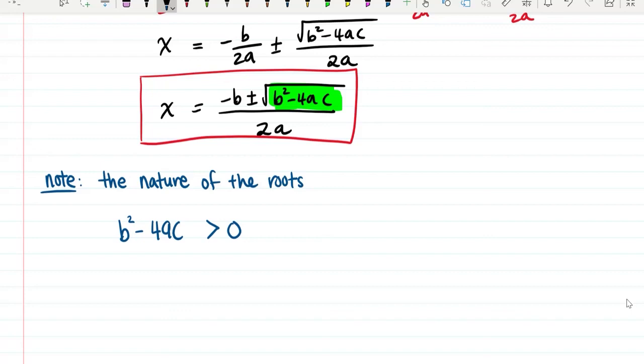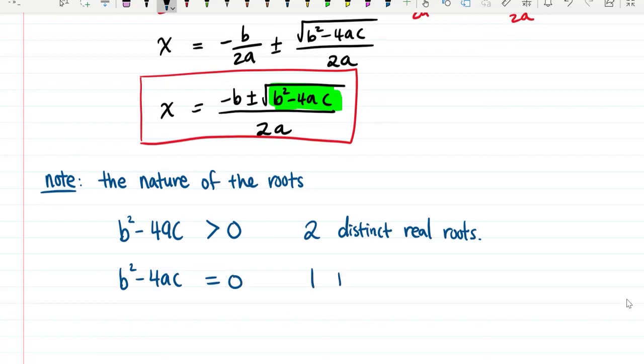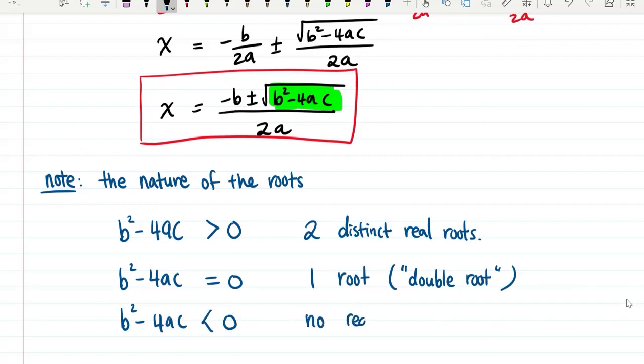When b squared minus 4ac is positive, greater than 0, then you're going to have two distinct real roots. When b squared minus 4ac is equal to 0, you're going to have just one root, and we sometimes call that a double root. When b squared minus 4ac is negative, less than 0, there will be no real roots.